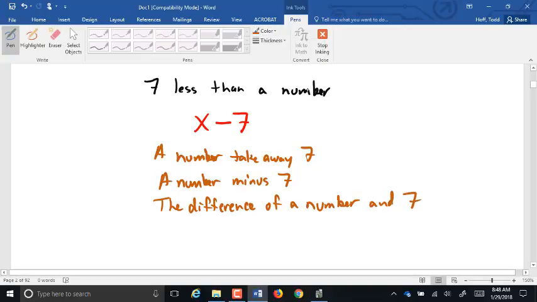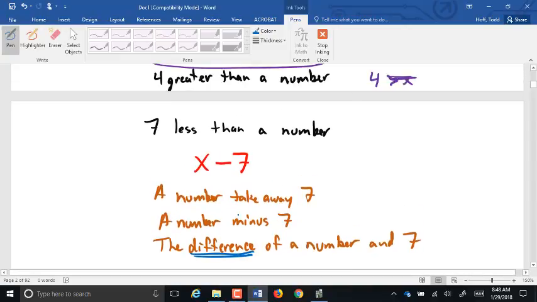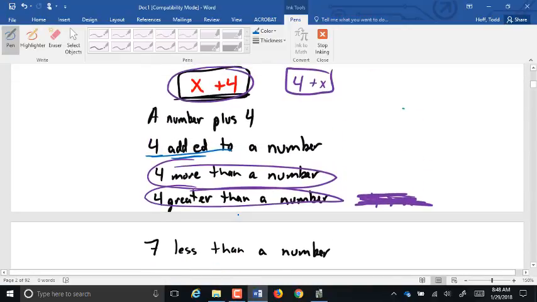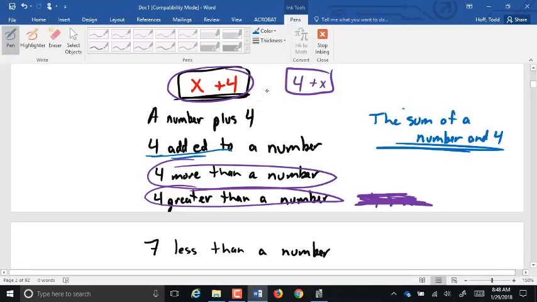The word difference is actually a very important word. It is the result of a subtraction problem. So the word difference implies subtraction. For addition up here, what name applies to addition? Other than difference, it would be, there we go, the sum of a number. Of course, that would be 4 for that one, a number and 4. Again, that word sum implies the result of an addition problem.